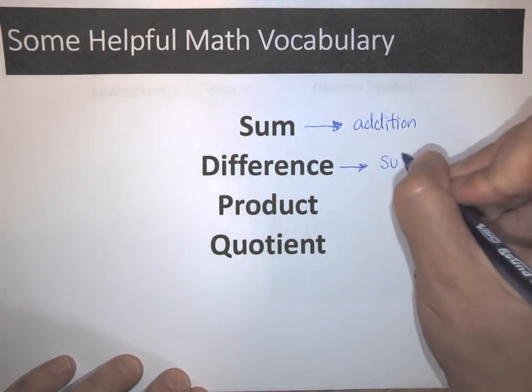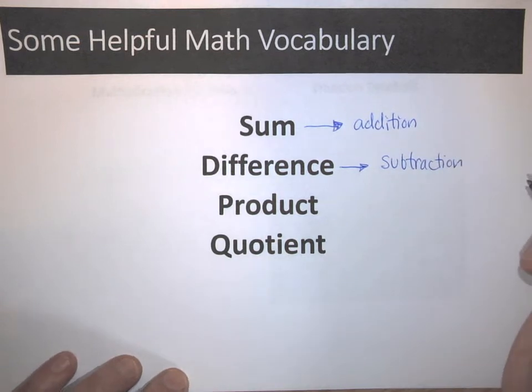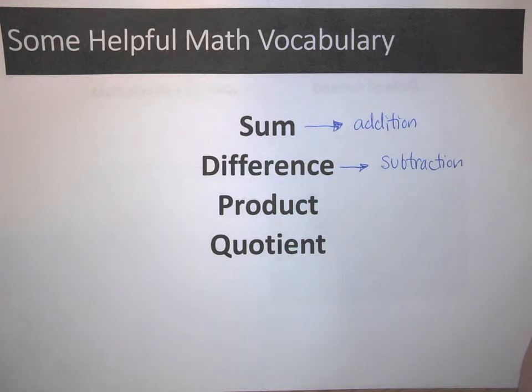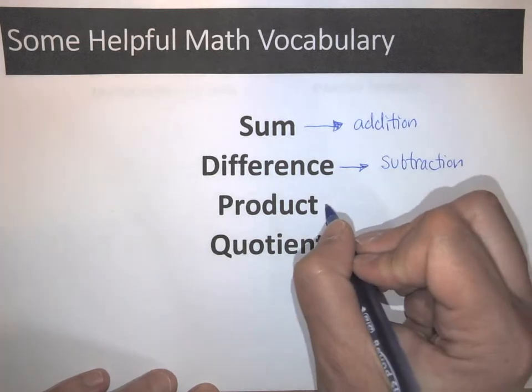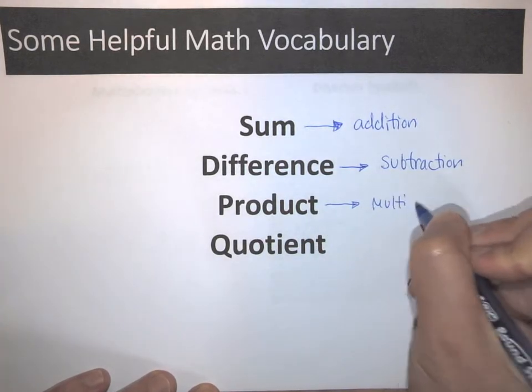Difference is subtraction. So for example, I'm 41 years old and my older sister is 46 years old. And if I asked what is the difference in our ages, it's 5 years, and you would find that by subtracting. If we're asking for a product, we're talking about multiplication.